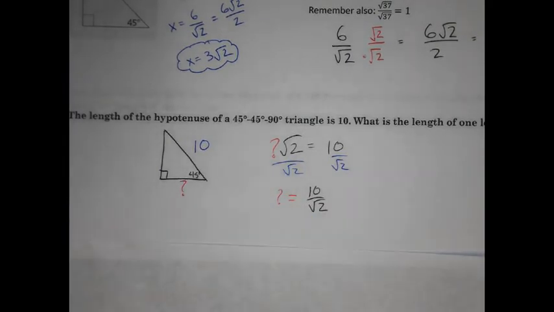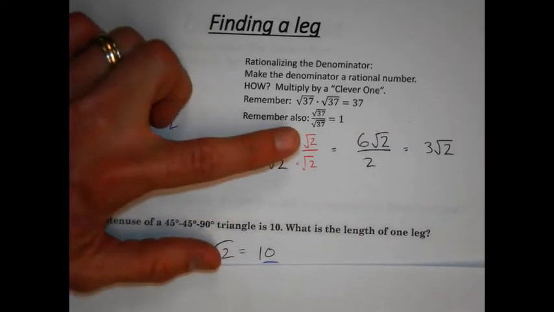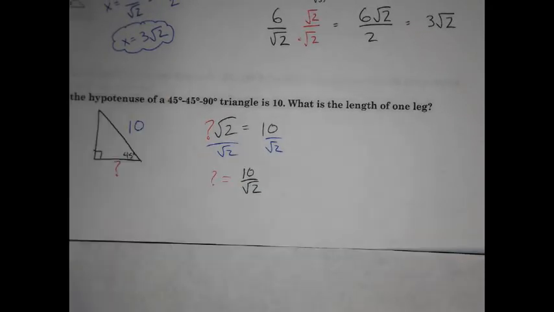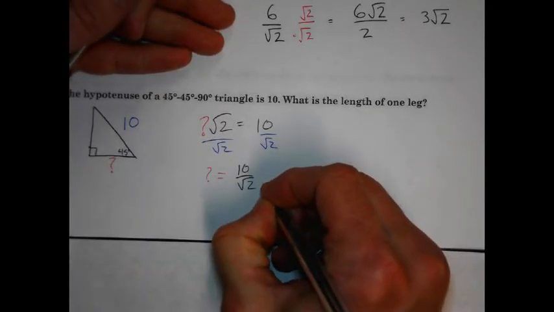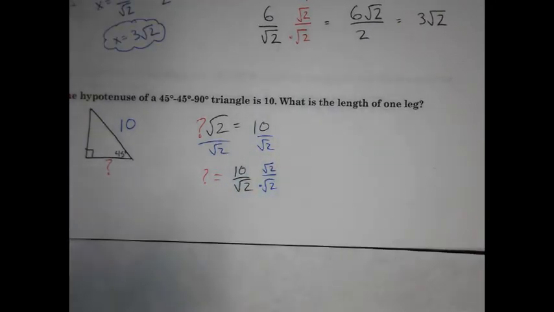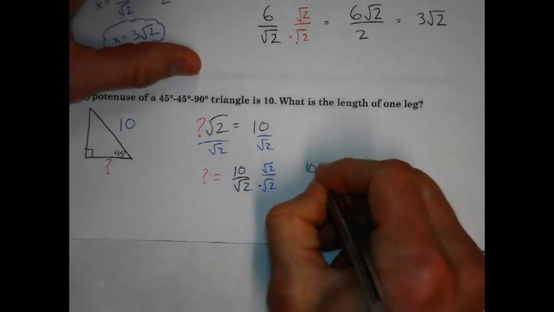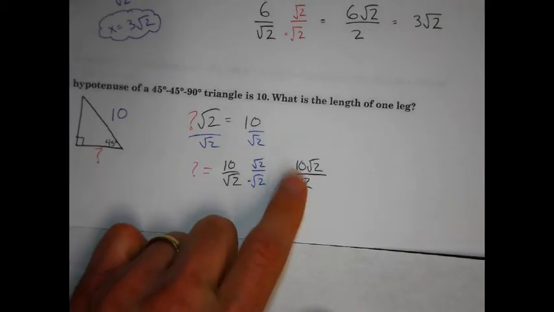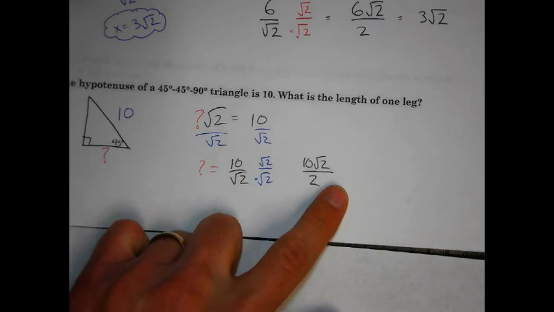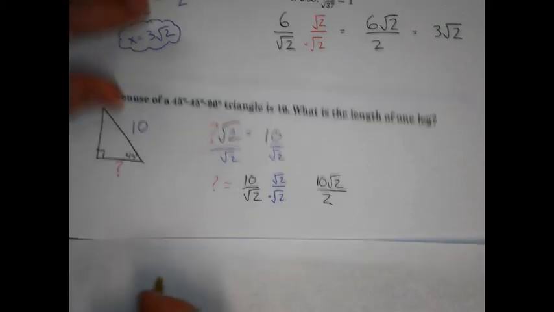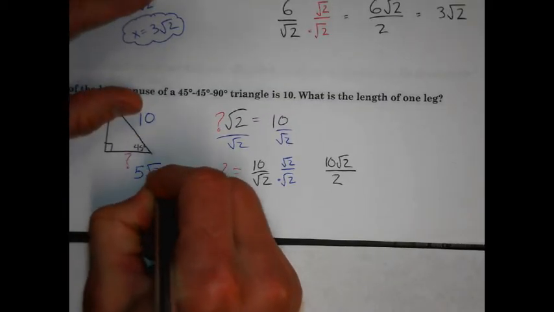We have to think of the clever one, which is going to be the same clever one we did in the previous example. So if we multiply 10 over the square root of 2 times 1, in this case, the square root of 2 over the square root of 2, we can then rationalize our denominator. So in the numerator, we have 10 root 2. In the denominator, we have 2. 10 divided by 2, we have 5. So our missing leg is 5 times the square root of 2.